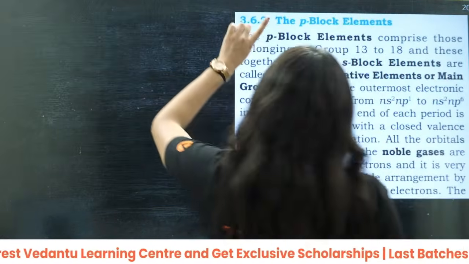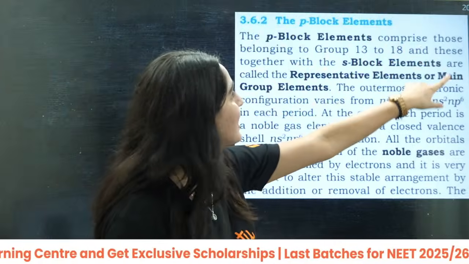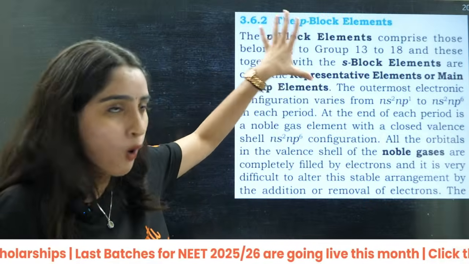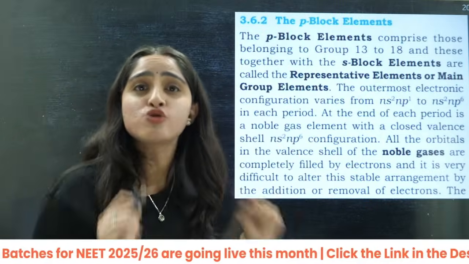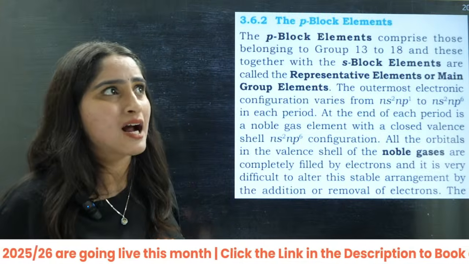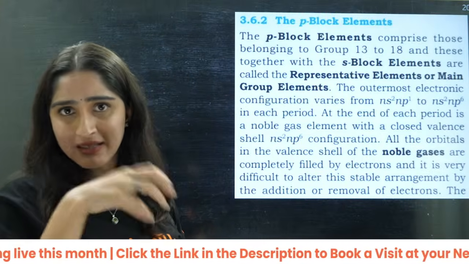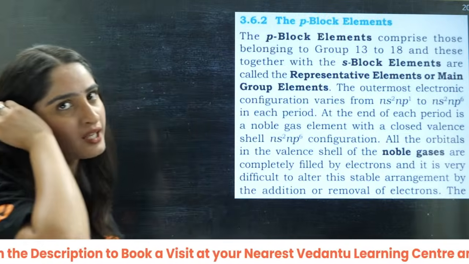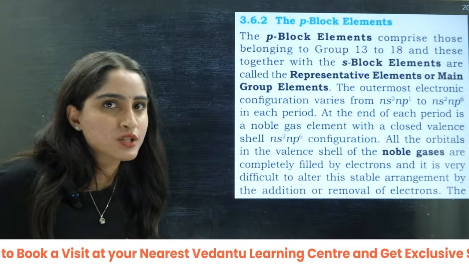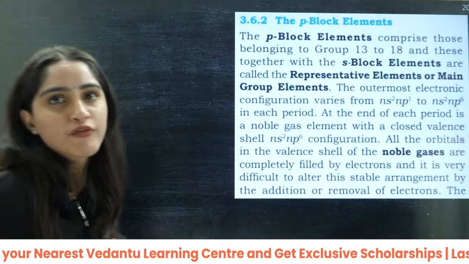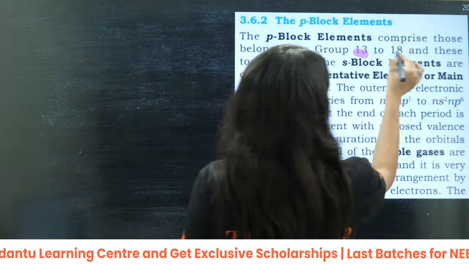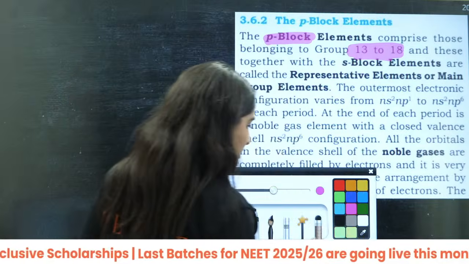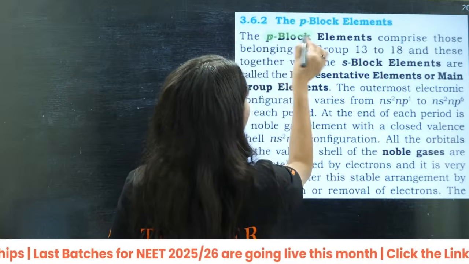Next is, bacha, the P block elements comprise those belonging to group number 13 to 18, right? We also have a separate chapter based on this. That is in your old NCERT. I really hope in 2025, the NCERT that is published has this. In the last NCERT, P block was not there, but it was there in the exam, in the syllabus of NEET, right? So group number 13 to 18 elements belong to the P block.